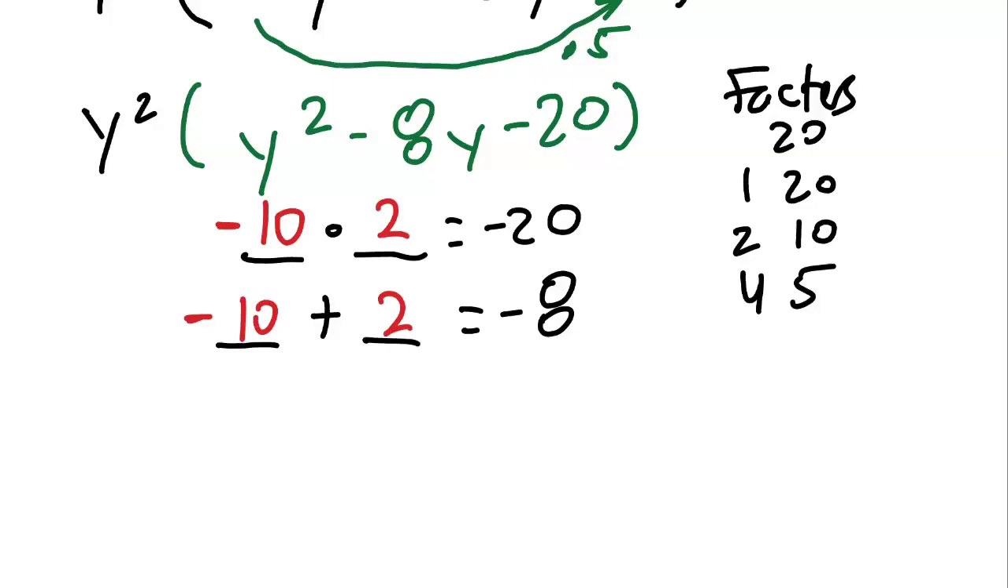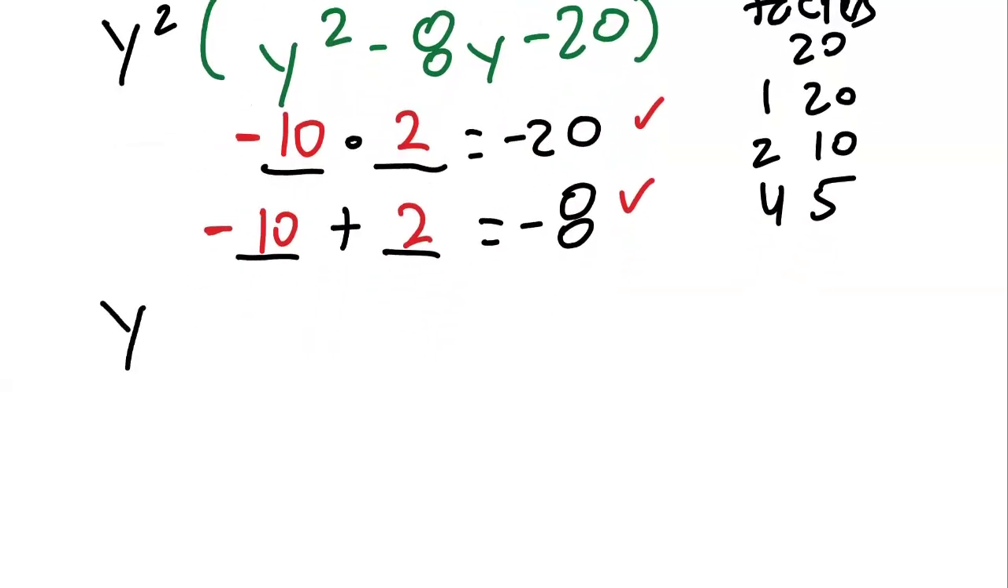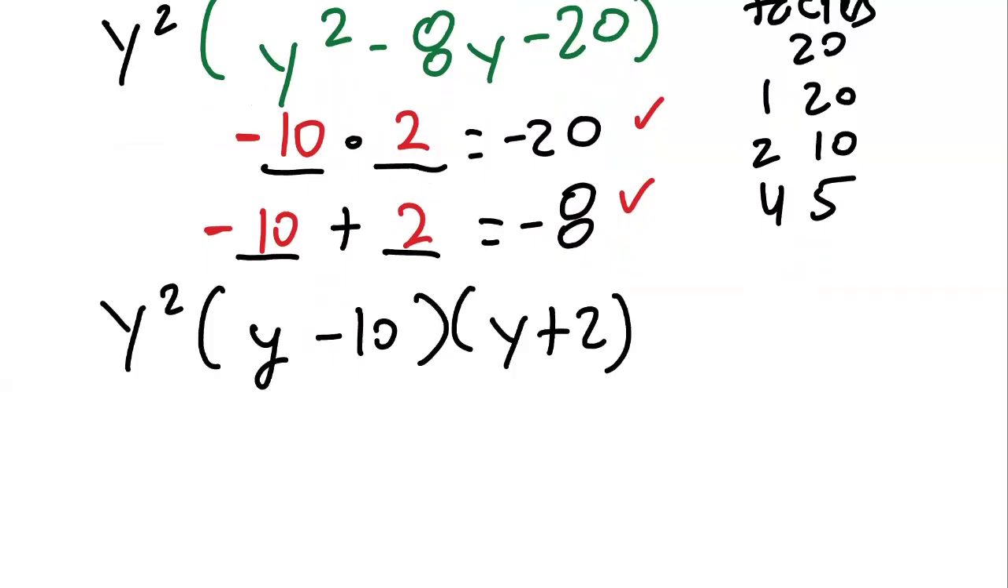And if you want to double check, use a calculator, because I know some of you try to use mental math for it, but you just have to be really careful, because if you don't write it right here, you're going to get the rest of the problem wrong. Negative 10 times positive 2 is negative 20. Negative 10 plus positive 2 is negative 8. If it all checks out, put a little check to make sure that it is true. Okay, so now y squared, y minus 10, y plus 2. Does anyone have any questions so far?